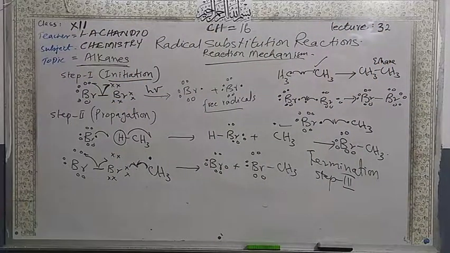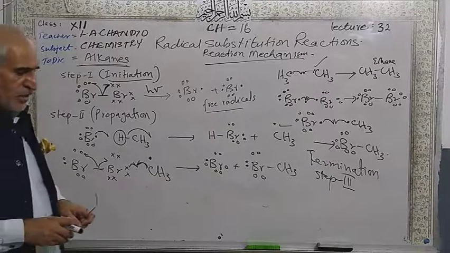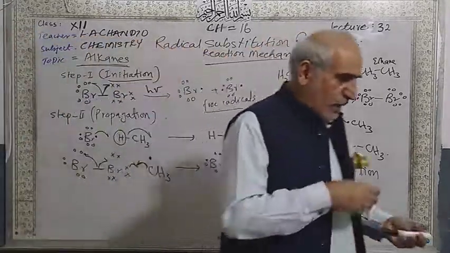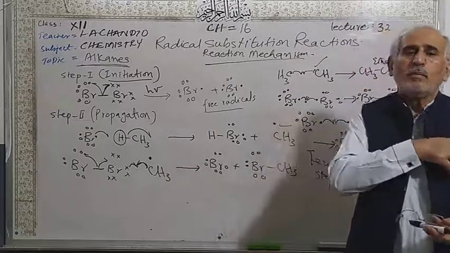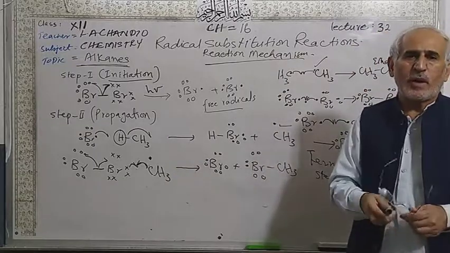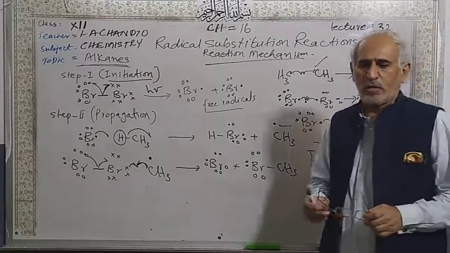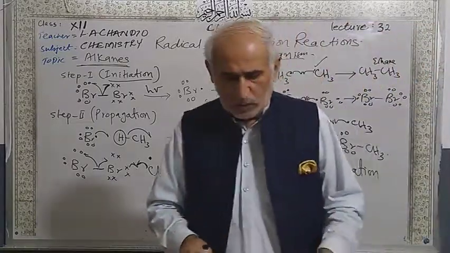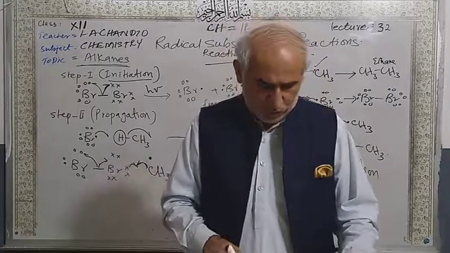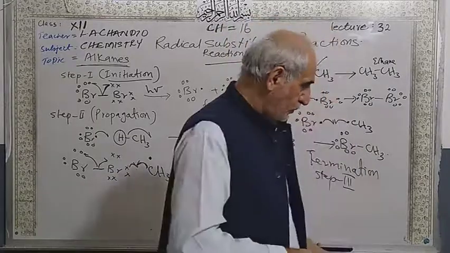We also saw how the movement of the electron takes place, either in the free radical form or in the pair form, bonded pair and lone pair, and where we use the half curly arrow and where we use the full arrow.